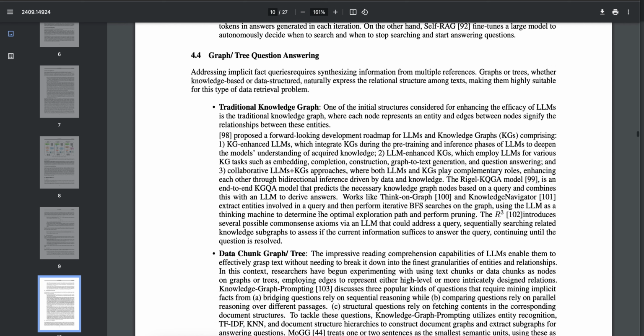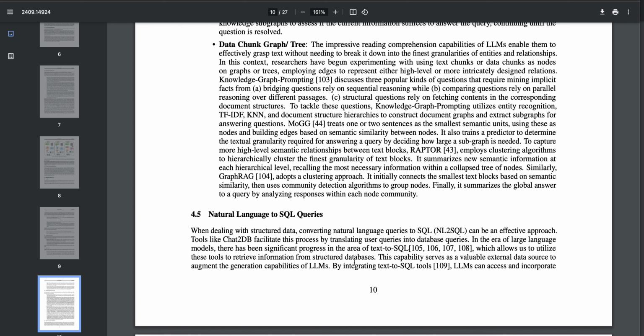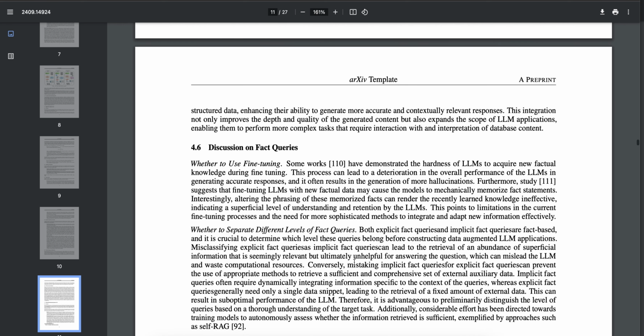Then you have data chunk, graph tree. I think now they have come up with chain of thought, graph of thoughts, and even tree of thoughts, I think. So these have also come up. And you can also combine SQL with this when you are working on these specific things where you are combining two types of answers, right? So it also works.